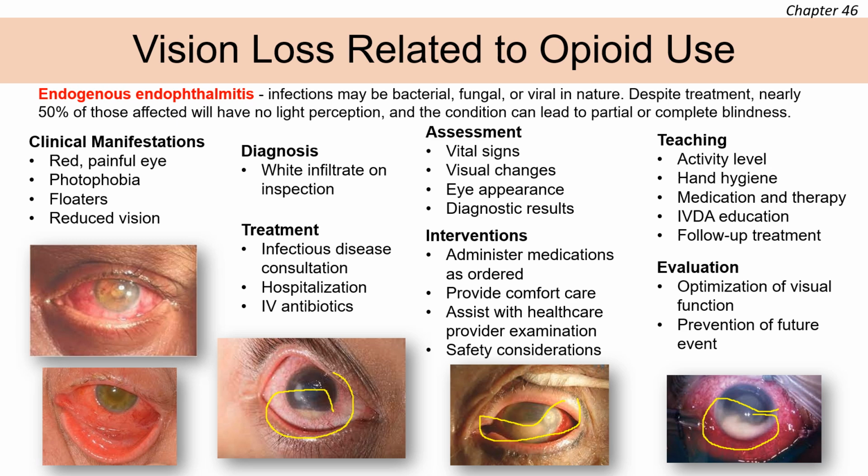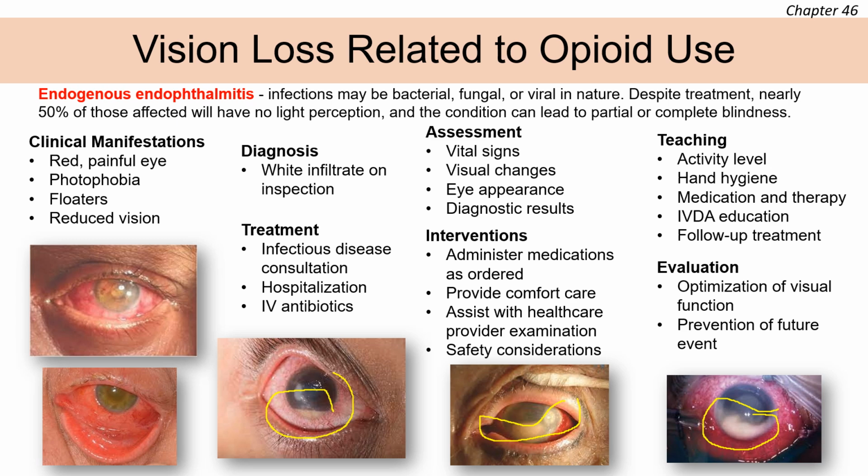For teaching, anytime we have any eye-related vision changes, safety is going to be a big concern. And we want to make sure they don't fall or have other injuries, whether it's at the hospital or at home. Activity level should be based on what the doctor says and any diagnostic findings. So they may not have any activity restrictions. Of course, we're going to teach hand hygiene so that this isn't transferred from one eye to another, because it's possible they only have it in one eye.